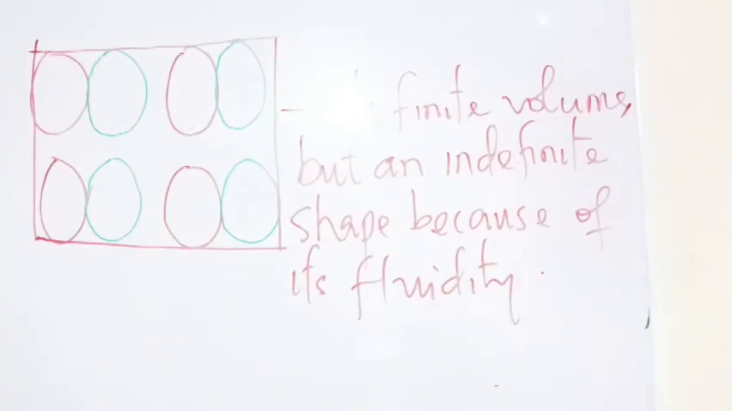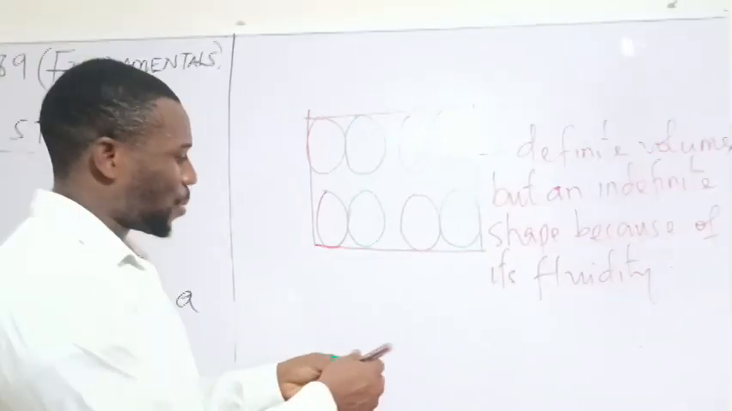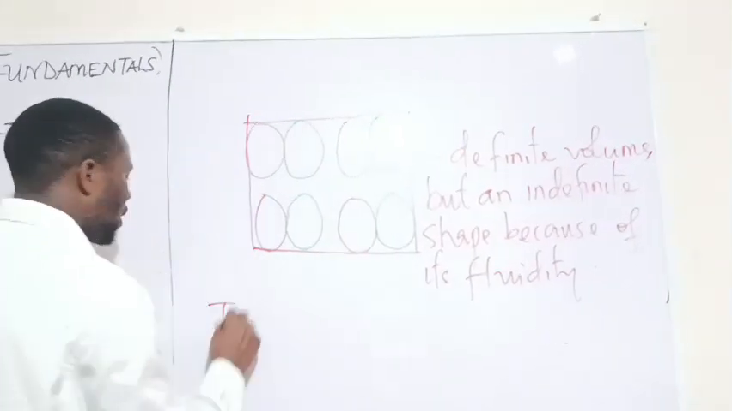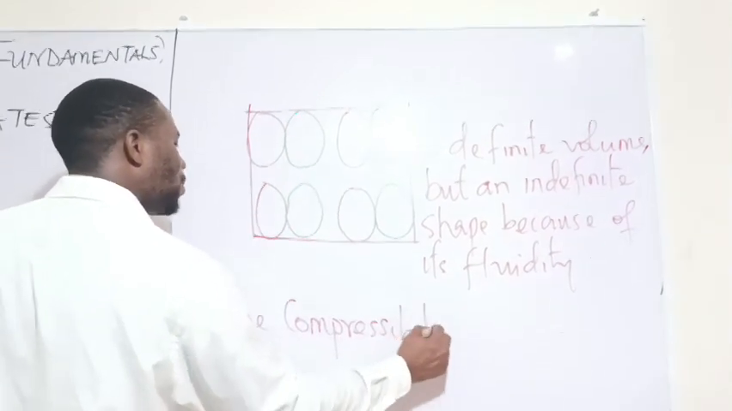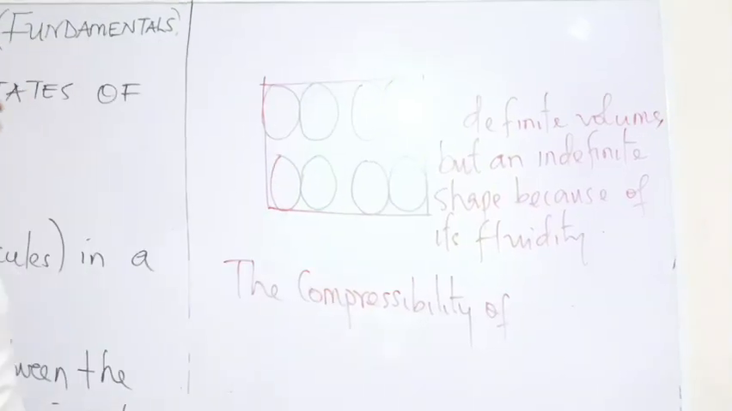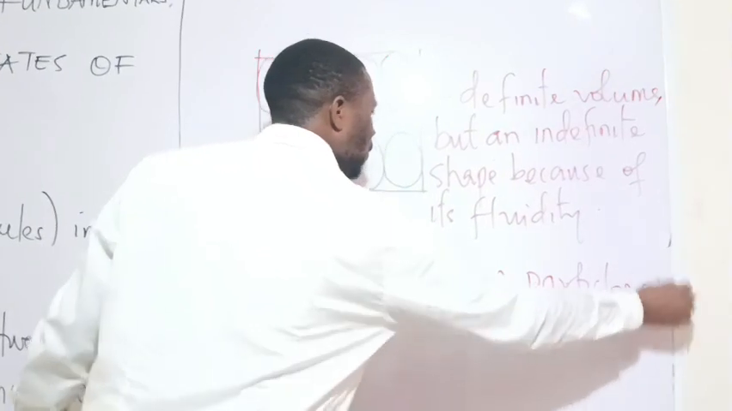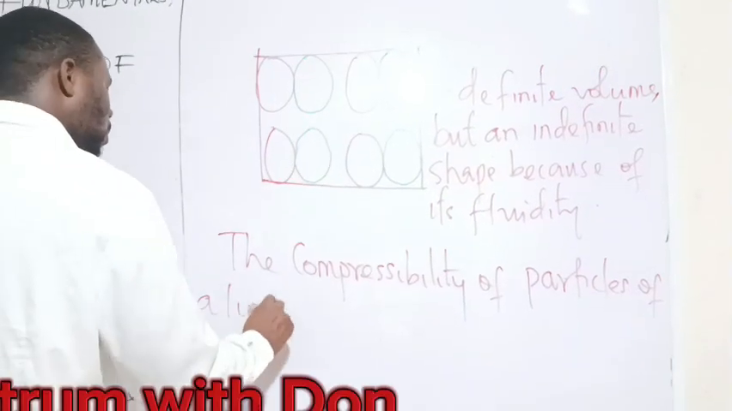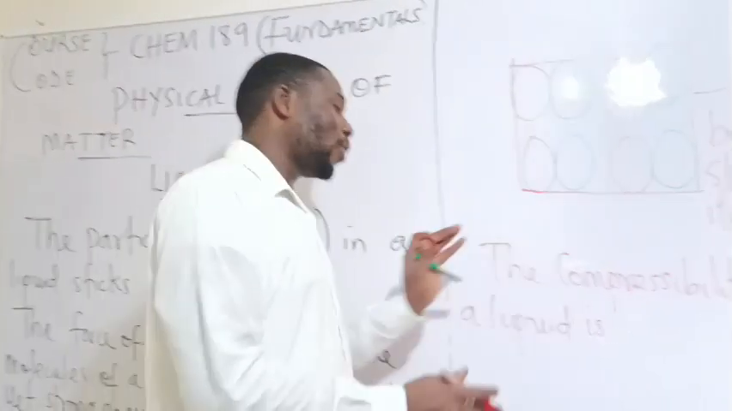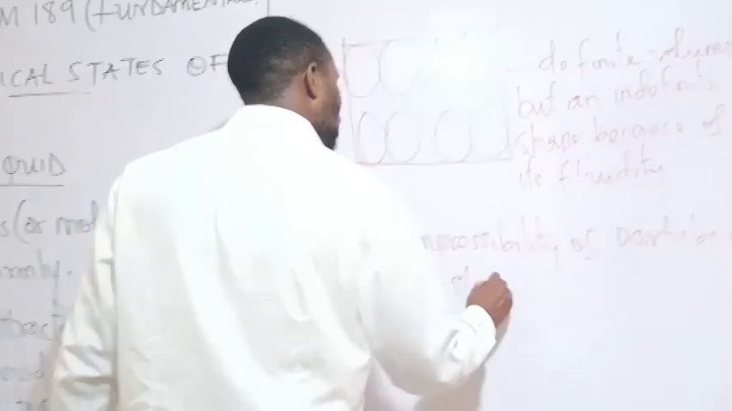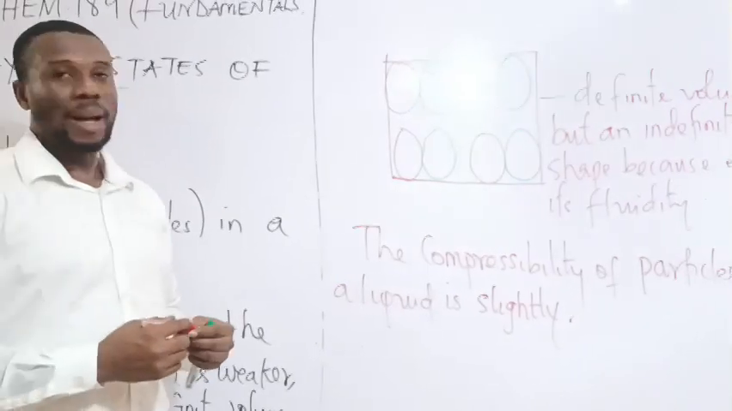Now, when we talk about the compressibility of the particles of a liquid substance, or just say of a liquid, when compared to a solid: a solid is very slightly compressible, but for a liquid we just use the word slightly. Now, this is for a liquid.